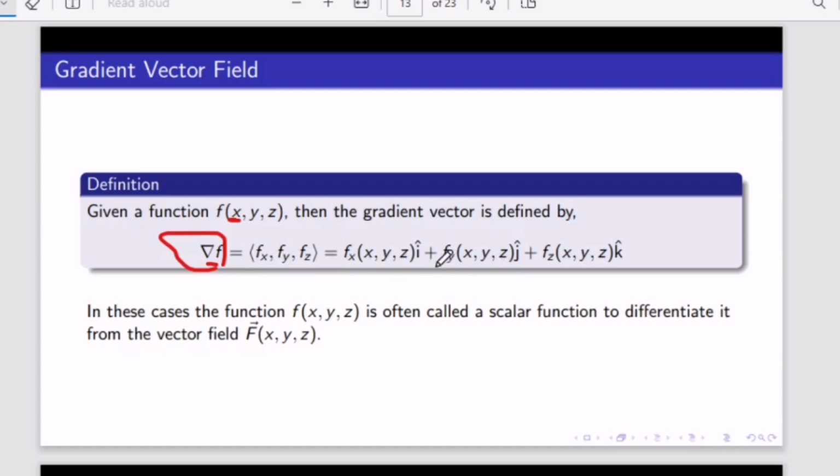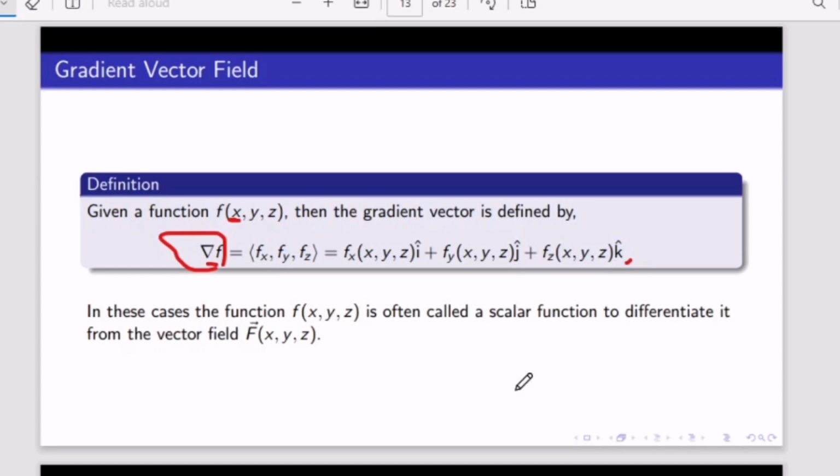In this case, you're going to represent it by the partial derivative of the function with respect to x times i, plus the partial derivative with respect to y times j, plus the partial derivative with respect to z times k. That's why they brought in the ijk. It's very important because when you understand this, it's going to help you when finding the curl and the divergence. It's very simple.